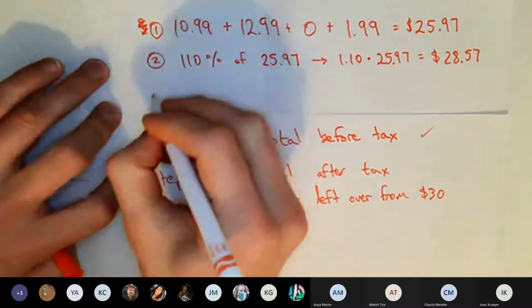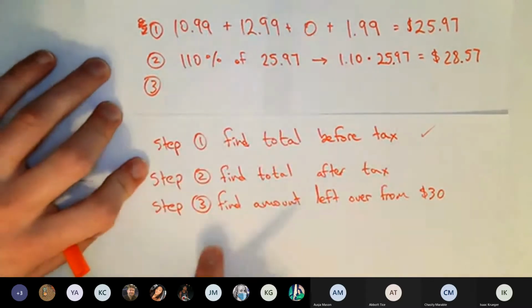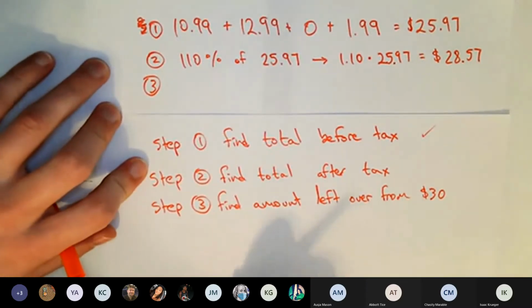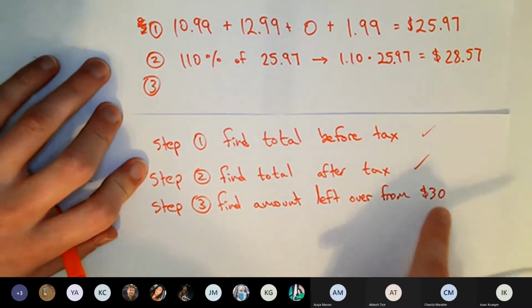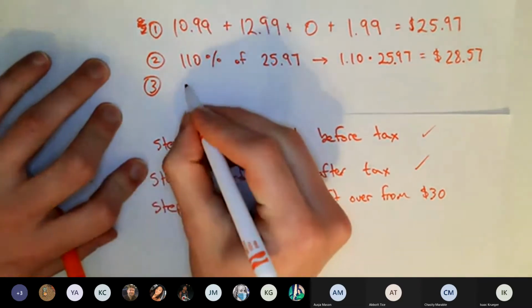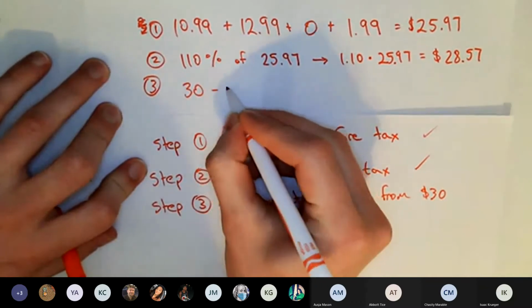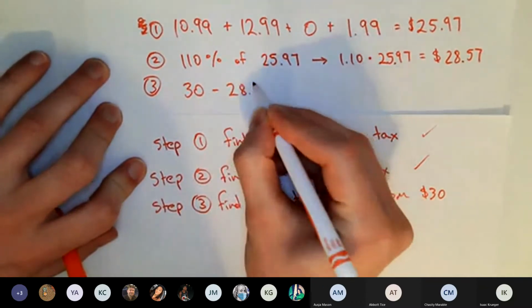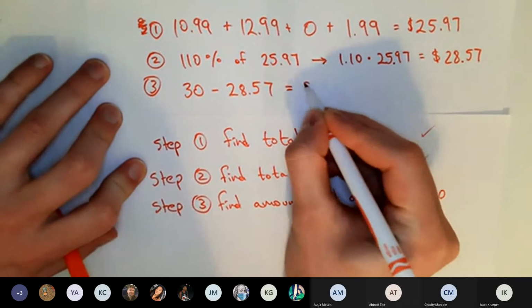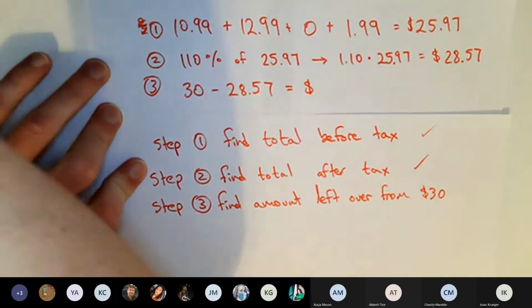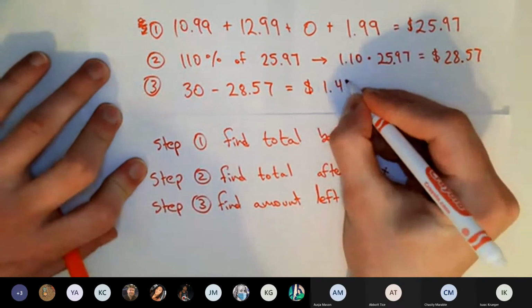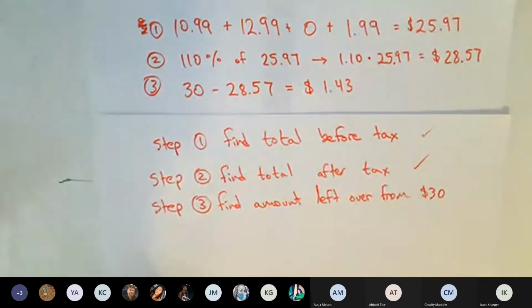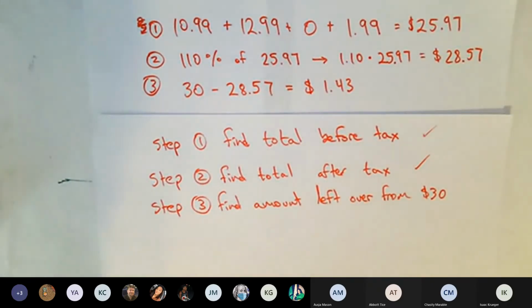Now, last step is to find the amount left over that you're going to have left to have a tip, which, as Aja told us, we'll subtract from that $30. So we'll say 30 minus the total bill with tax included. And this is how much we're going to have left over for a tip. $1.43.